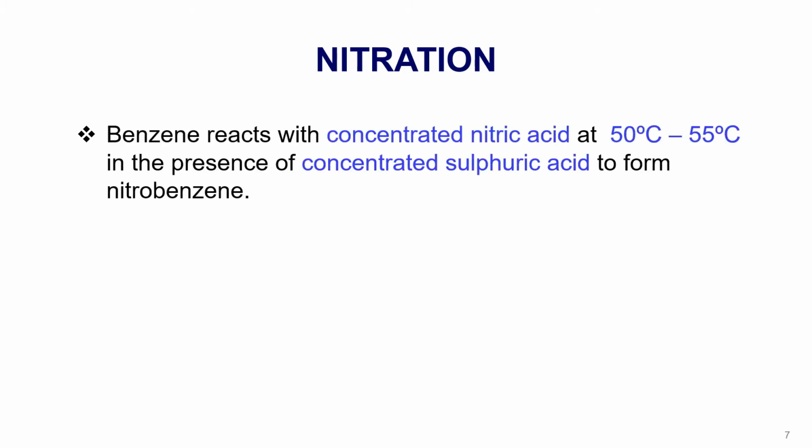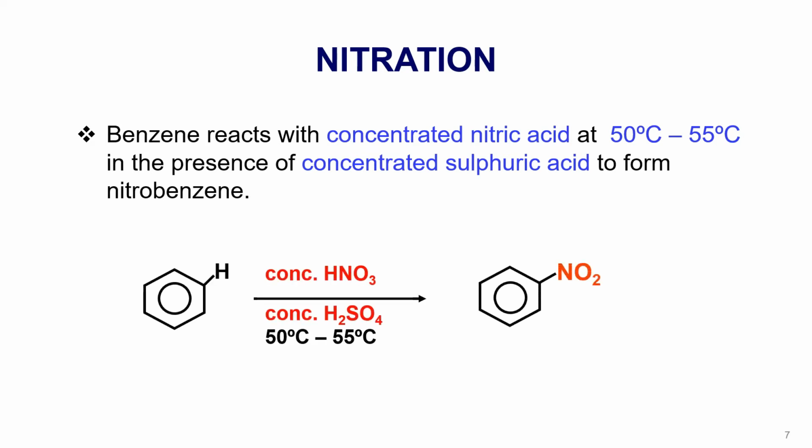Nitration. Benzene reacts with concentrated nitric acid at a temperature of 50 to 55 degrees Celsius in the presence of concentrated sulfuric acid to form nitrobenzene. Here's the equation for the nitration of benzene. A nitronium ion adds to the benzene ring in place of this proton to form nitrobenzene and the side product H2O.